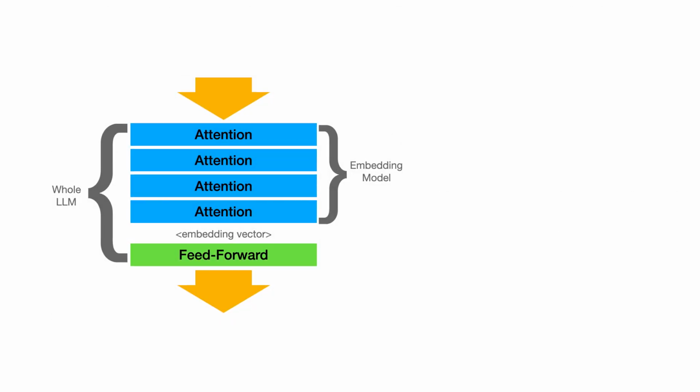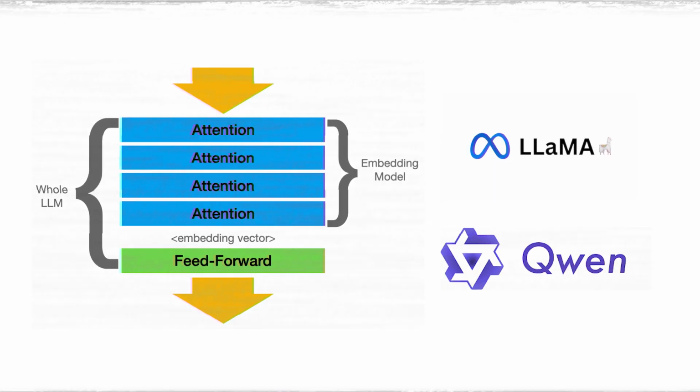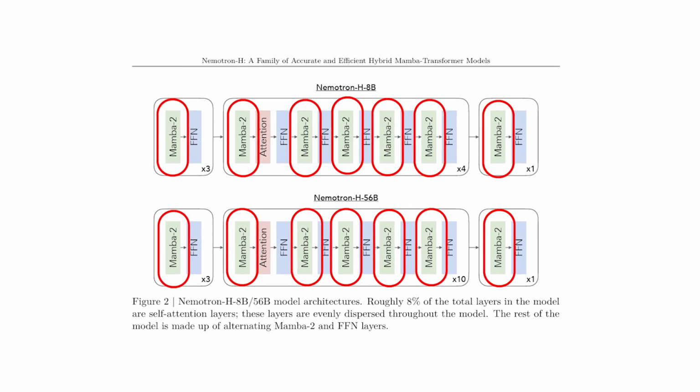Nemotron Nano version 2 is built to be lean and efficient. Instead of stacking dozens of heavy attention layers like Llama or Qwen does, it only keeps a few and replaces the rest with Mamba 2 layers.